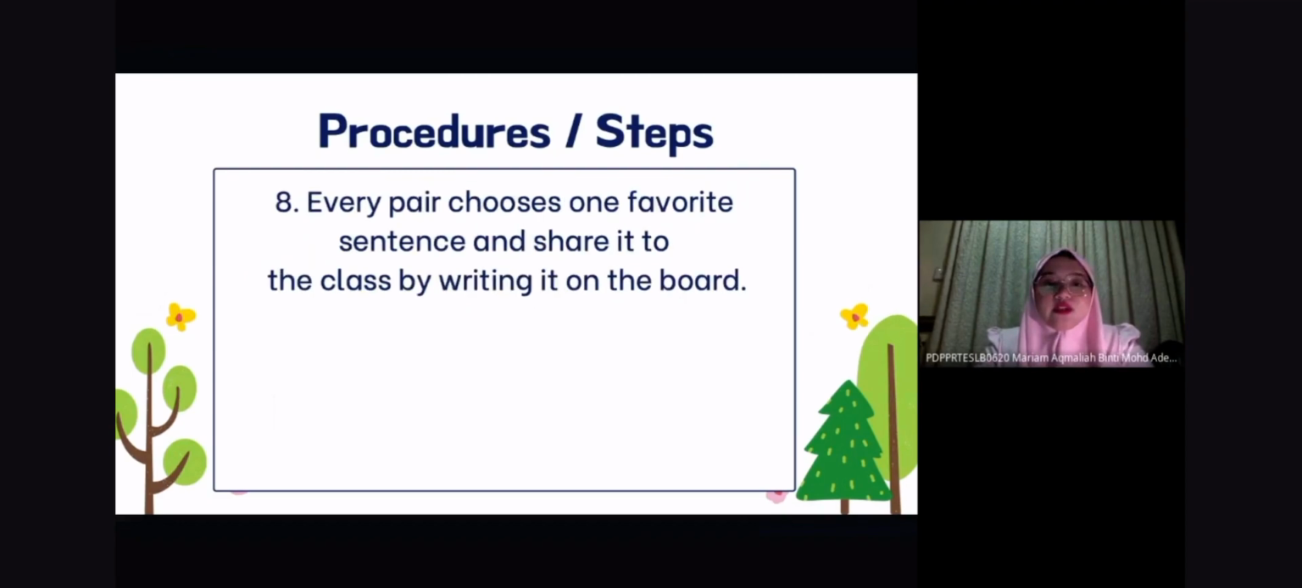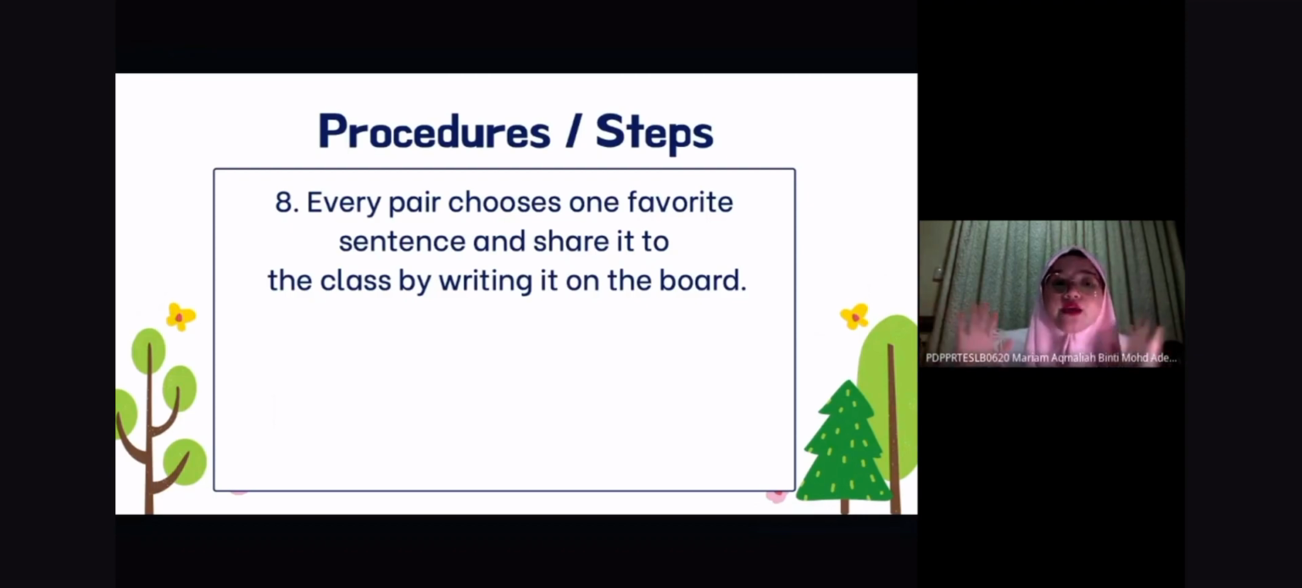Now we shall move on to the eighth step, which is every pair chooses one favorite sentence and shares it to the class by writing it on the board. For this one, I will be instructing them by saying it like this.